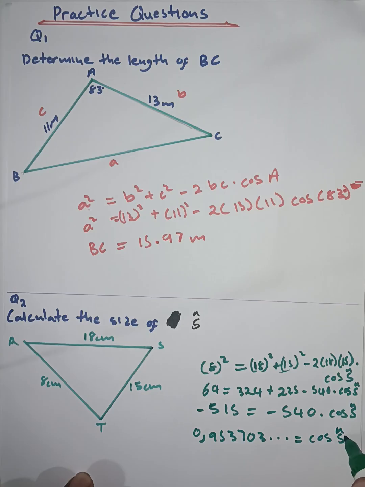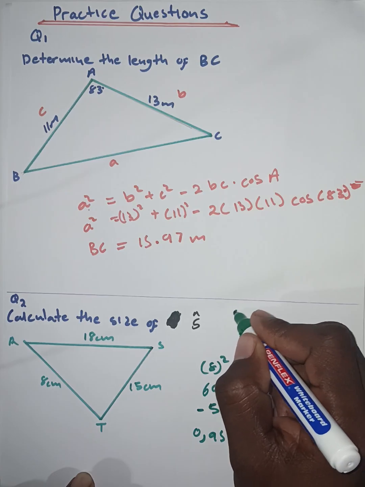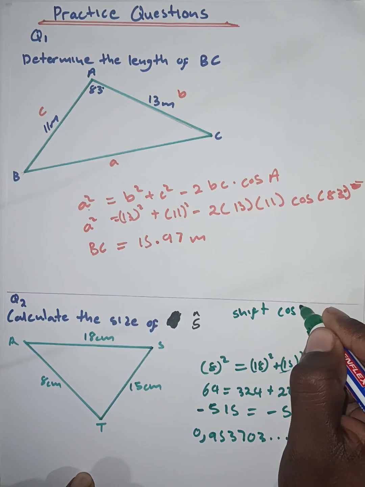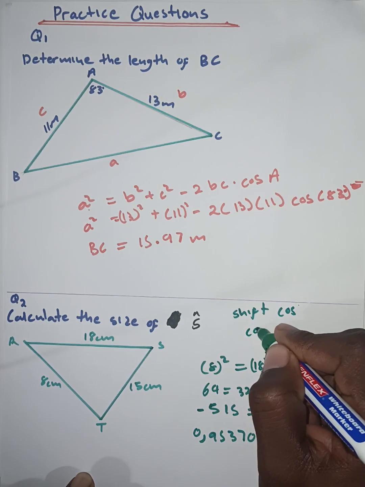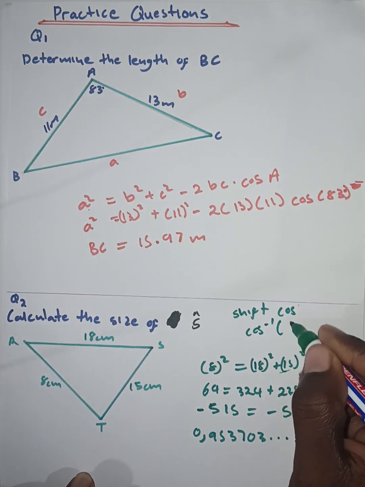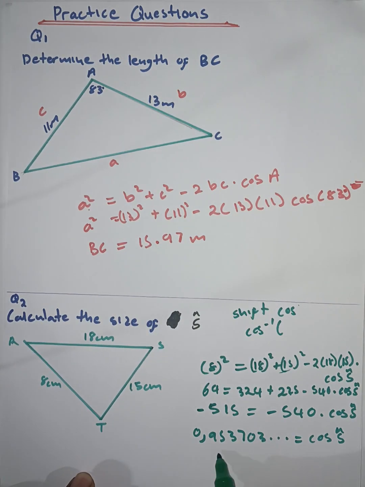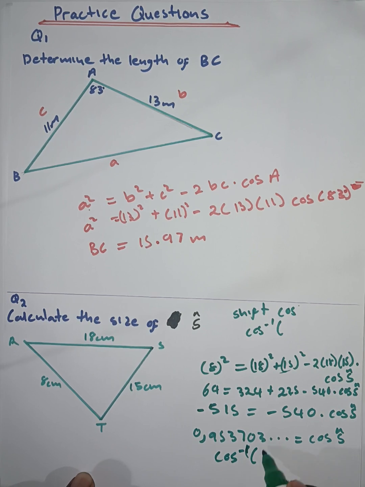Now again, to get that angle s, what you are going to do on your calculator is press shift and then cos, so you get cos to the power of -1. What you're going to put in between the brackets would be that ratio there, so 0.953703 and some other decimals. Unfortunately you have to put all of them, and that would be equal to angle s, right?